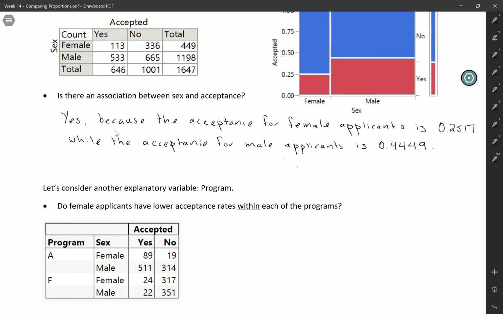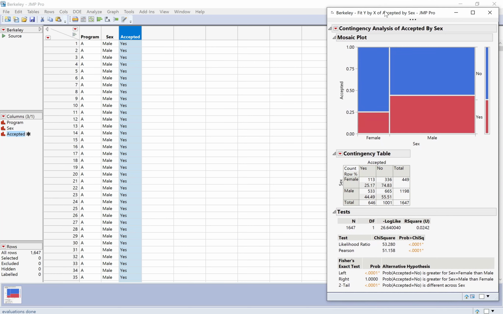But maybe that's not the whole story, because maybe male and female applicants are not applying to the same programs. So obviously there were lots of programs at UC Berkeley in this year, but we're just going to look at two to keep things simple, and we're going to call them Program A and Program F. So I basically want to break this down by program. I can't do that using analyze fit y by x because that limits me to just two variables, just an explanatory and a response, but I have a little bit more flexibility with analyze tabulate.